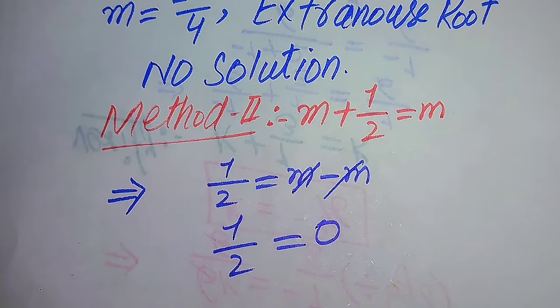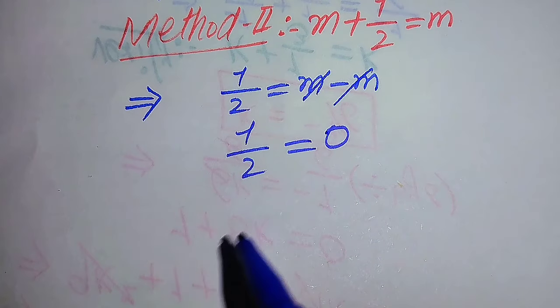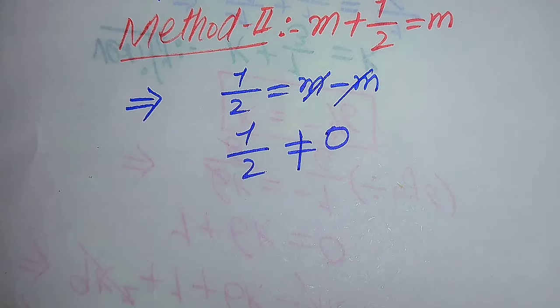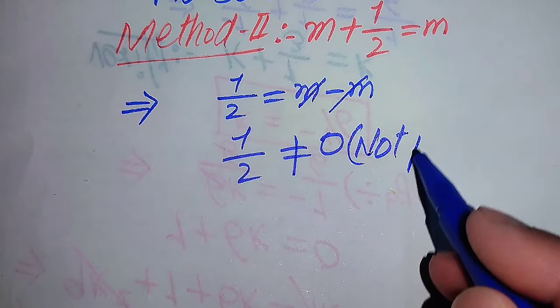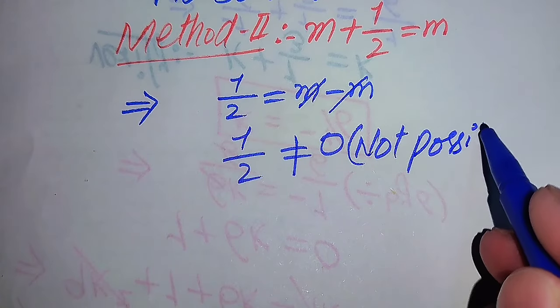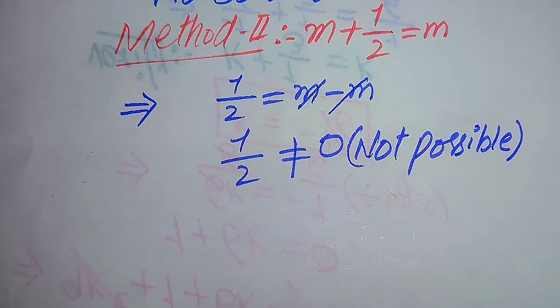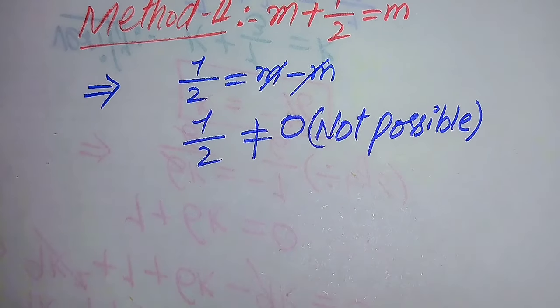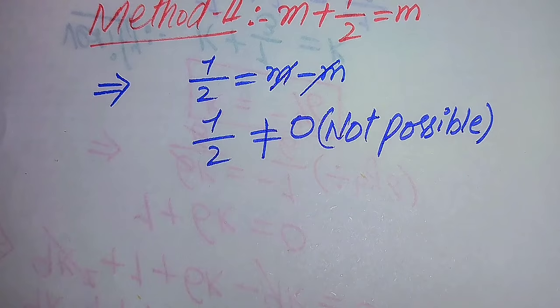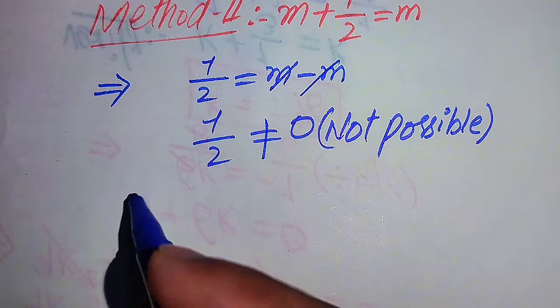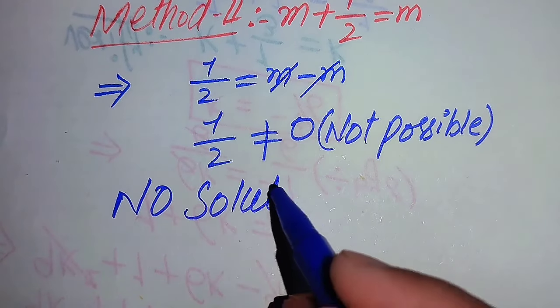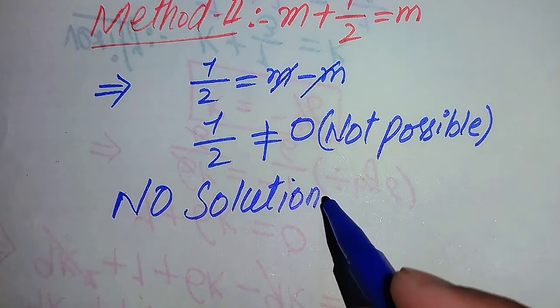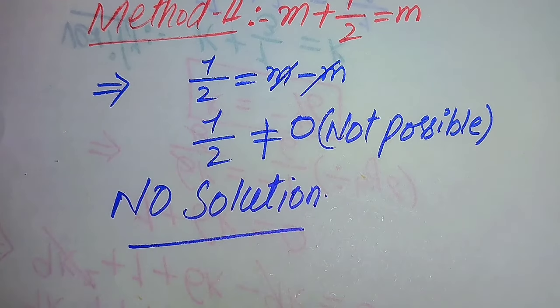So these positive and negative terms are gone, and we get 1 over 2 is equal to 0. Here you clearly see that in general 1 over 2 is not equal to 0, or in other words we say that it is not possible. So if this is not possible, it means that we cannot get any value of m which satisfies our given question statement. So we say that this question has no solution because we cannot get any value of m. So this is our final answer.